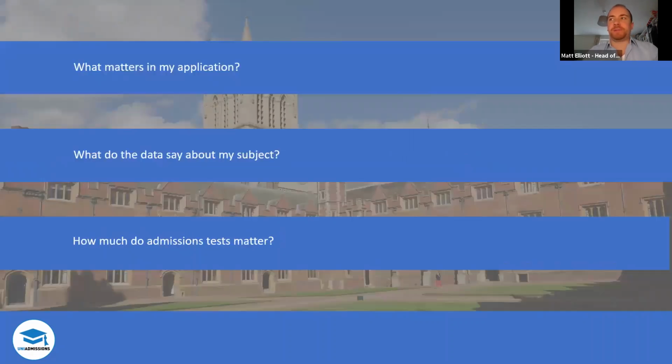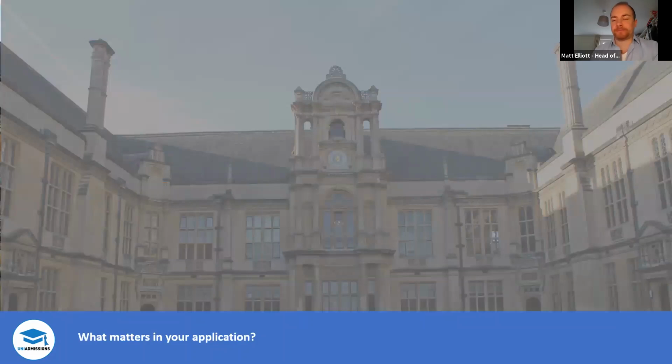So today I'm going to be splitting things up into sort of three broad topics. We're going to be talking about what parts of the application matter, rolling out the famous pie chart very early on for any of you who are regular watchers. We'll be talking about the different pieces of information we get from the data about each subject, and we'll be talking about how much admissions tests matter, if at all. So yeah, on with the show.